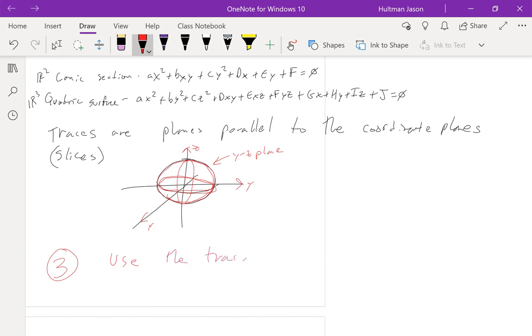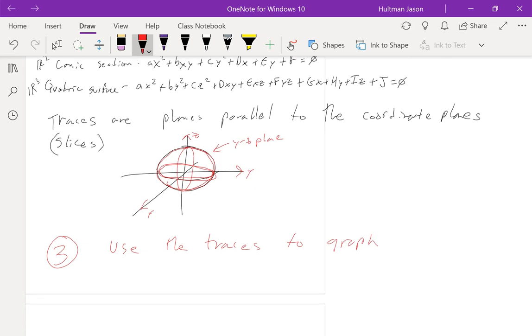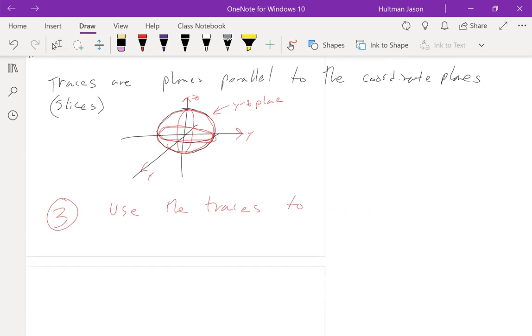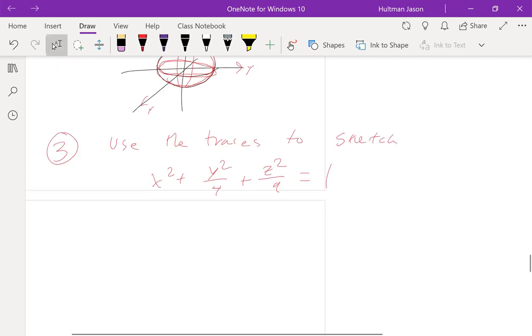Use the traces to graph, or sketch. We'll say sketch. We're not really graphing. To sketch, I think slices, to sketch x squared plus y squared over 4 plus z squared over 9 is equal to 1. Okay, so this is a quadric surface.